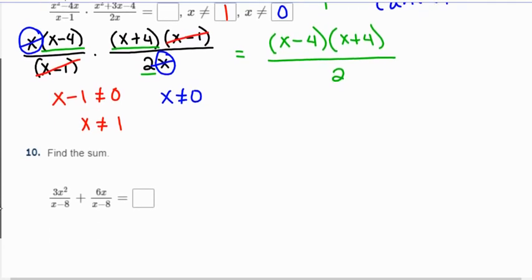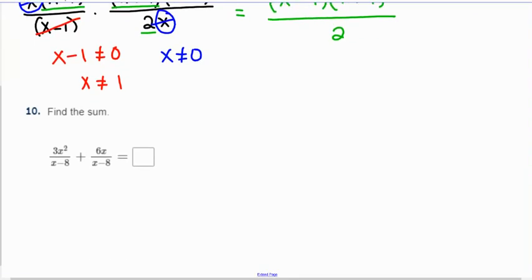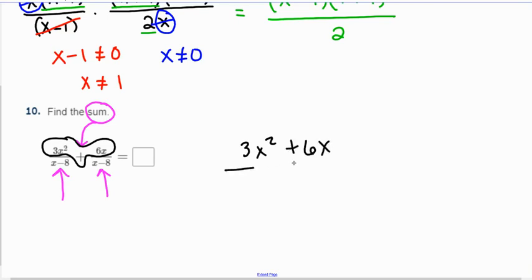Okay, next we want to find the sum. Sum means add. Now this problem is actually pretty cool because I noticed that the denominators are exactly identical. So really all I need to do is add the numerators together and put those over the common denominator, right? 3x squared plus 6x over that common denominator of x minus 8, and you're good to go.